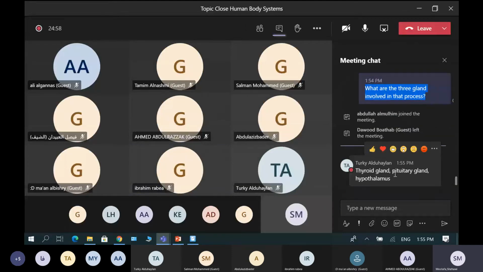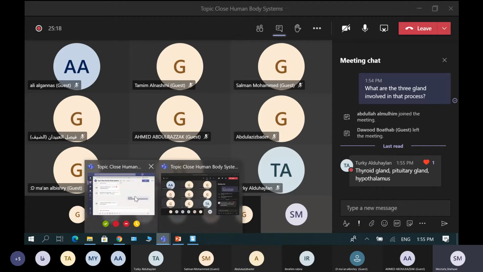Thyroid gland, pituitary gland, and hypothalamus. Great, Tamim. Thank you, Turkey. So we have the thyroid gland, the pituitary gland, and the hypothalamus working together to control the level of thyroxine in the blood.